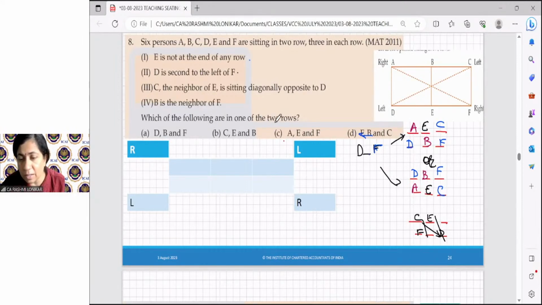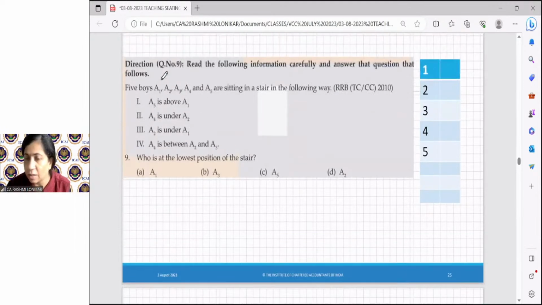Which of the following are in one of the 2 rows? DBF, yes. So DBF is correct. Let us check the others also. CEB, CEA: this is not there. AEF, AEC: this is also not there. FBC: this is also not there. So 8A will be the correct answer. Yes, many of you have already given me the answer. Excellent work. Yes, keep up the good work. Yes, Saloni. Yes, Vaidehi, Sneha, Jia. Very good. Chanchal, where is your answer, beta?